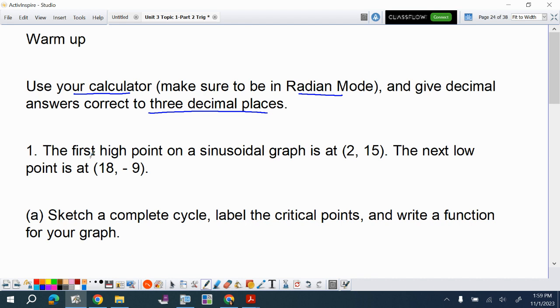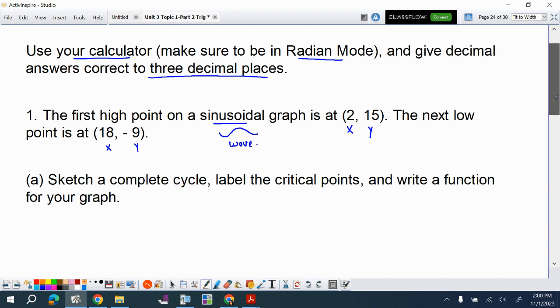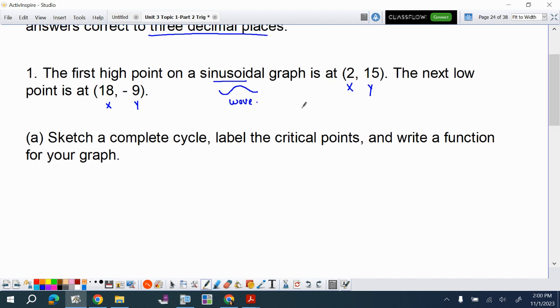So first of all, let's take a look at these 2 points. First, a high point on a sinusoid. Think of a sinusoid as a wave. This is x, this is y. The next low point is 18 and negative 9, which is again x and y. So you are always given 2 points. Again, this problem has no story involved, so I'm just giving you 2 points and then we have to write the equation.